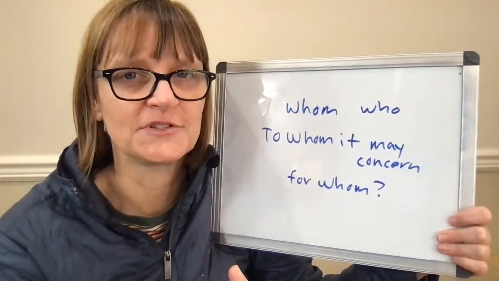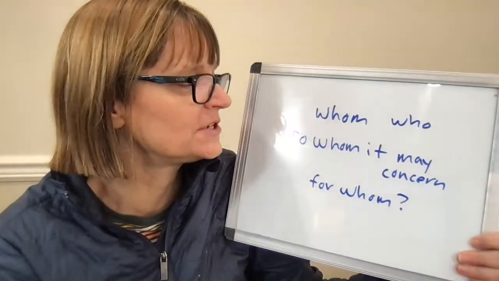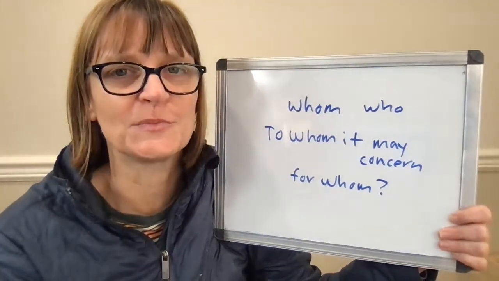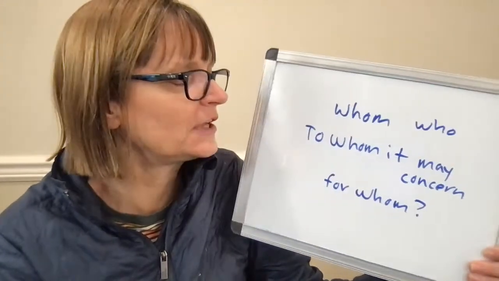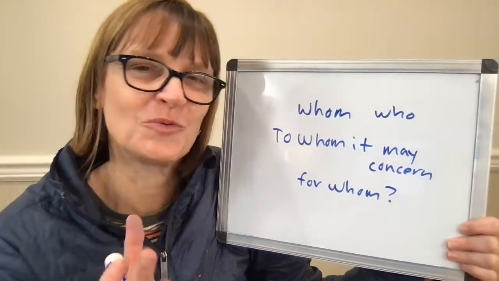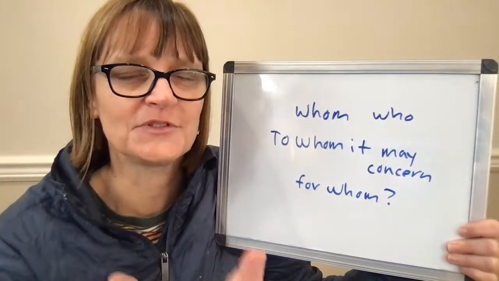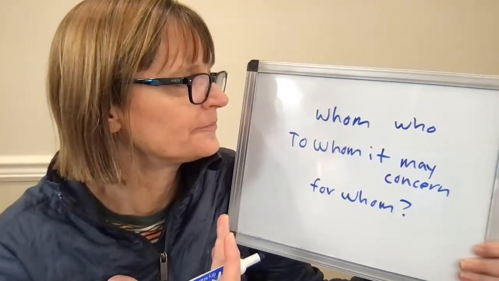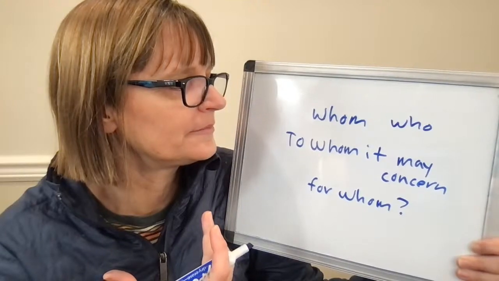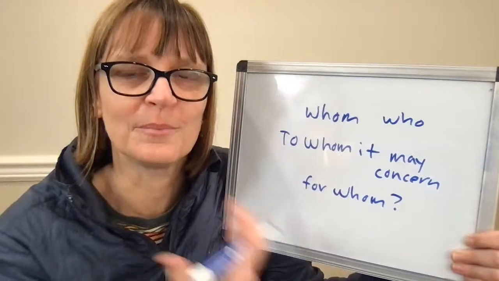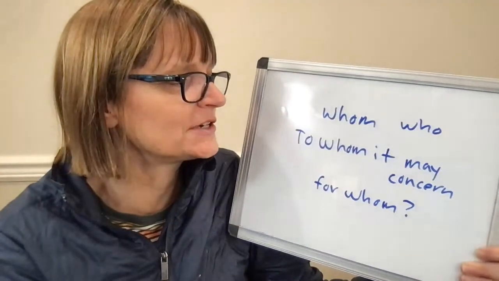So who is used as subject and whom is used as object. But we don't really use whom that much in spoken speech. So we tend to use who. Yeah. So we just change the word order of the sentence to be able to use the who as a subject rather than as an object. But usually you're going to see a to or a for with whom because it's the object.